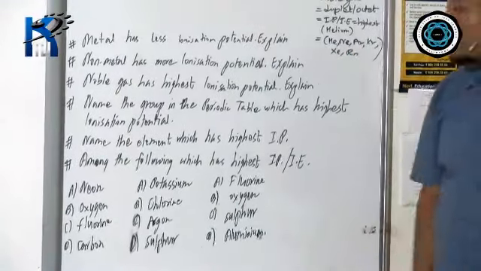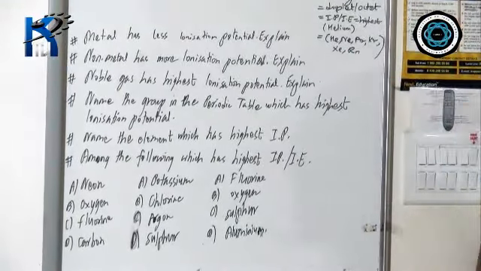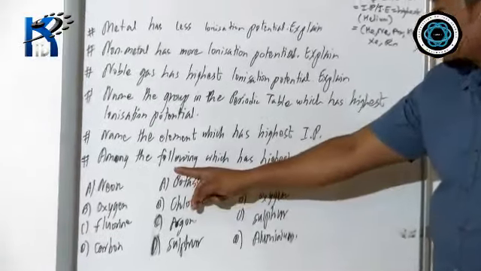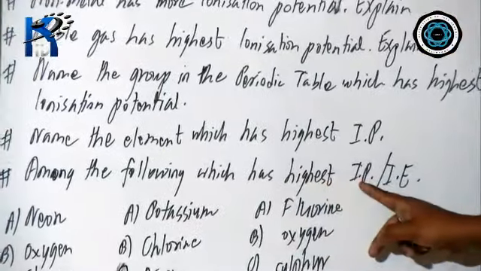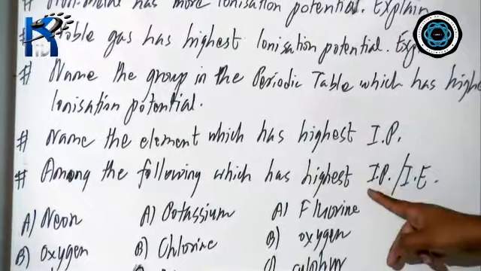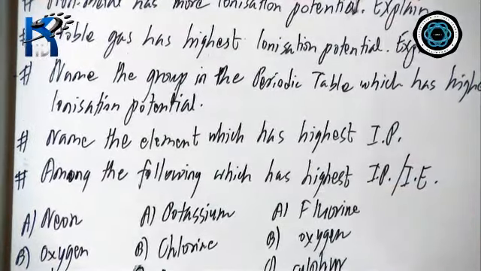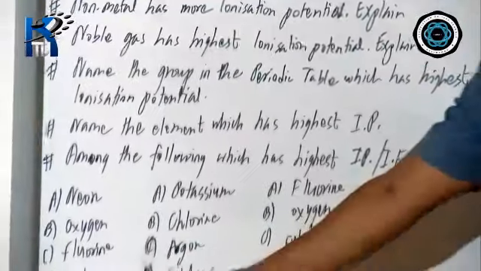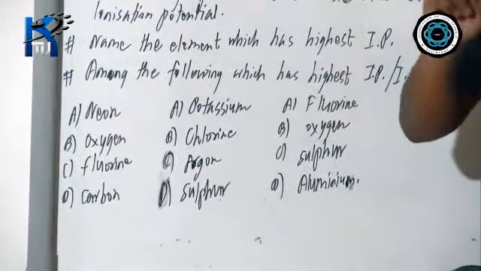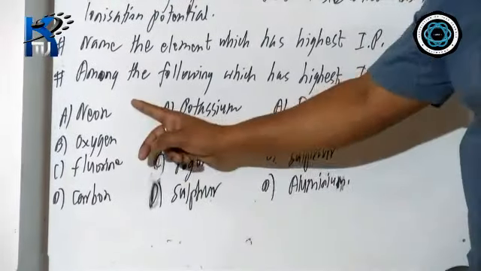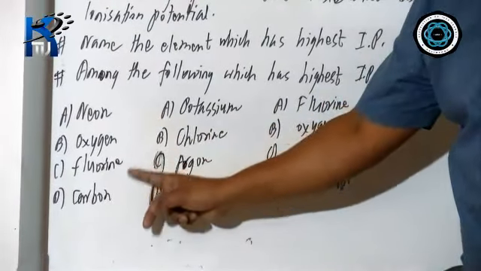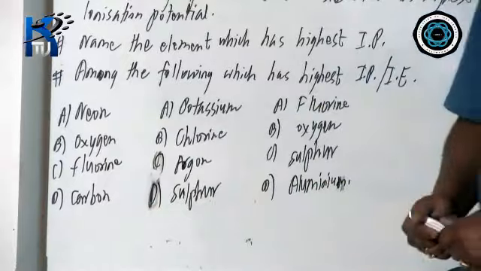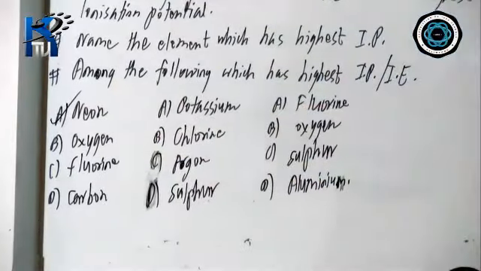Now let us see some MCQ, multiple choice question of your ICSE. Among the following, which has highest IP or IE, ionization potential or ionization energy? I have given you three different options. Let's go with the first one. As you know, who has the highest? Noble gas. You will seek for helium, but there is no helium. So you can take neon, because after all, it is also a noble gas.